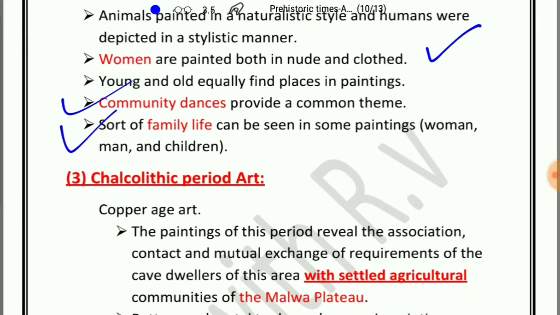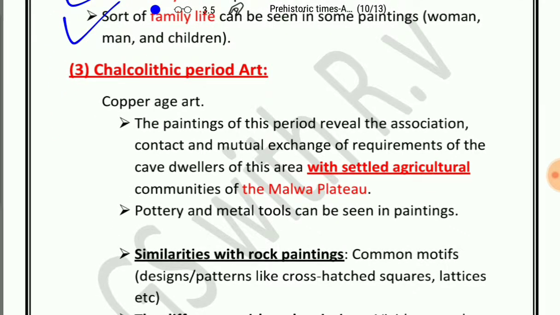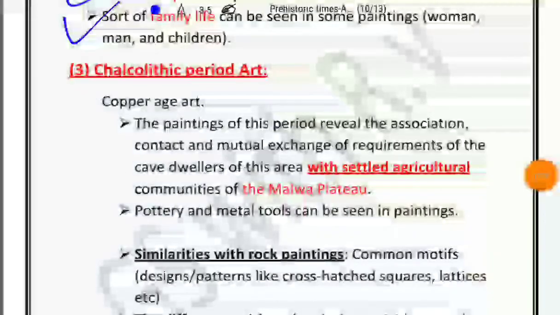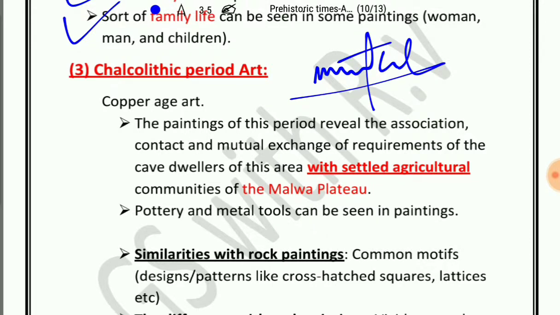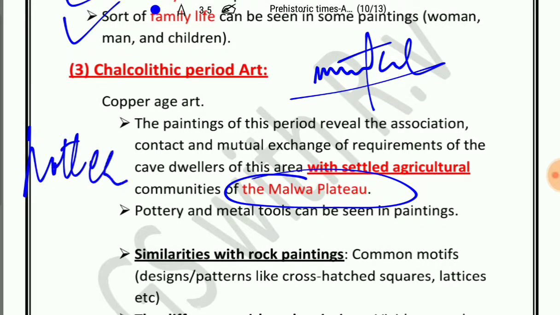Now let's move to Chalcolithic period art, also known as Copper Age art. The paintings of this period reveal the association, contact and mutual exchange of requirements between the cave dwellers of the area and settled agriculturists. The paintings revealed that the cave dwellers exchanged with the settled agricultural communities of the Malwa Plateau. In the paintings, pottery and metal tools can also be seen.